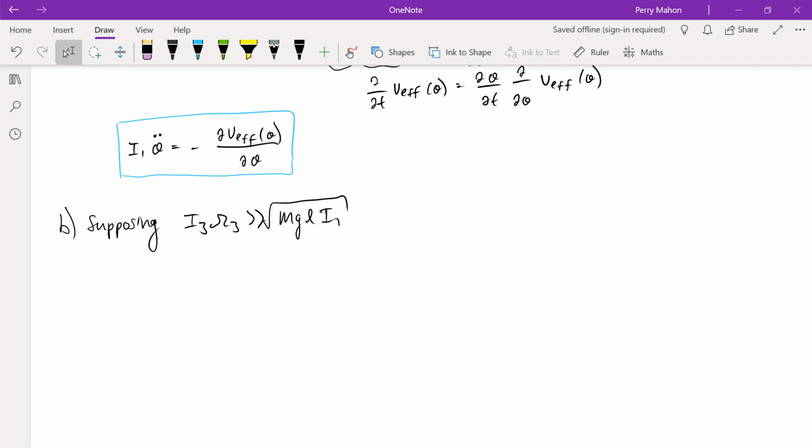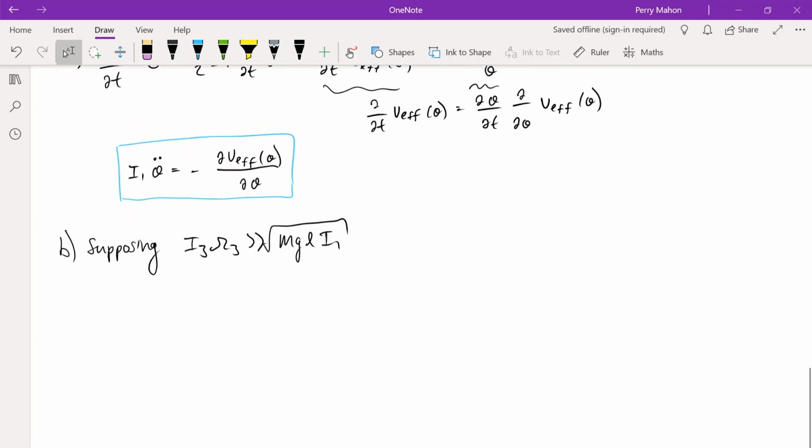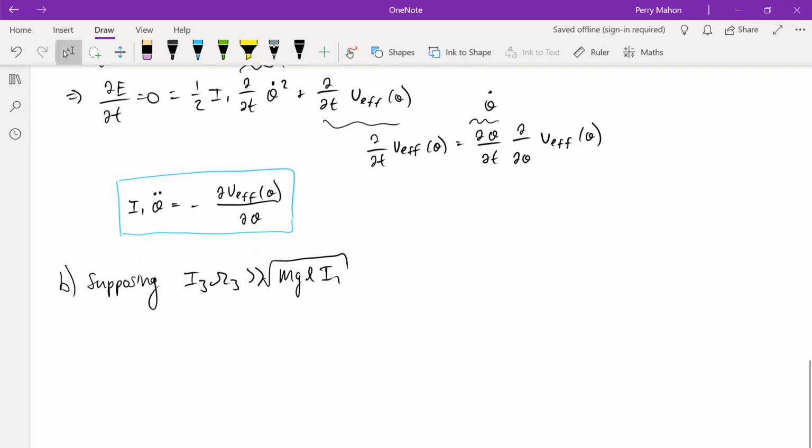So qualitatively, there won't be very much of a change. Quantitatively, of course, things will be different. But really what will be affected by this approximation is the equation of motion for the theta Euler angle. So let's implement this and see what happens to this equation of motion.